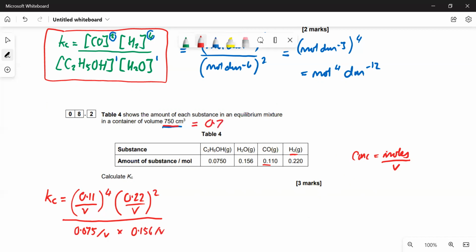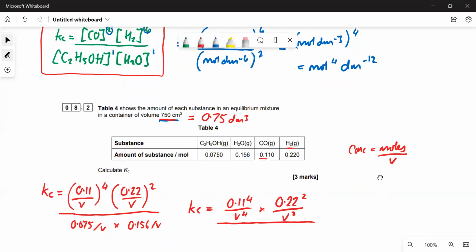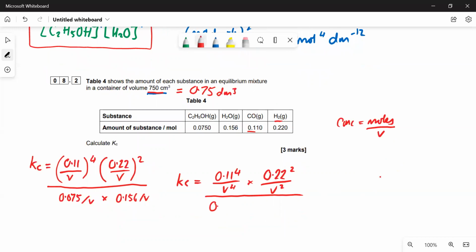V is 750 centimeters cubed. That's 0.75 dm cubed. But what I'm going to do is just cancel some of those V's out first of all. So you get Kc and multiply out that bracket. So we get 0.1 to the power of 4 over V to the power of 4, multiplied by 0.22 to the power of 2 over V to the power of 2, divided by 0.075 over V, multiplied by 0.156 over V. Well, you can see that I can cancel out 2 lots of V there. So I'm going to get rid of that V squared and that V there.